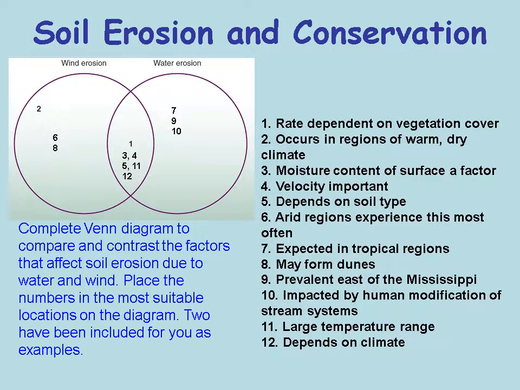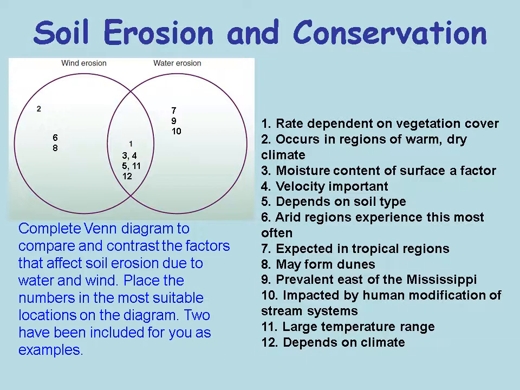And water, 7, 9, and 10. Water erosion is expected in tropical regions, number 7. Number 9, it's prevalent east of the Mississippi. So most of the erosion that occurs in soil east of the Mississippi is from water erosion. And human modification of stream systems has a big effect on water erosion. So humans have a big impact on erosion in general.